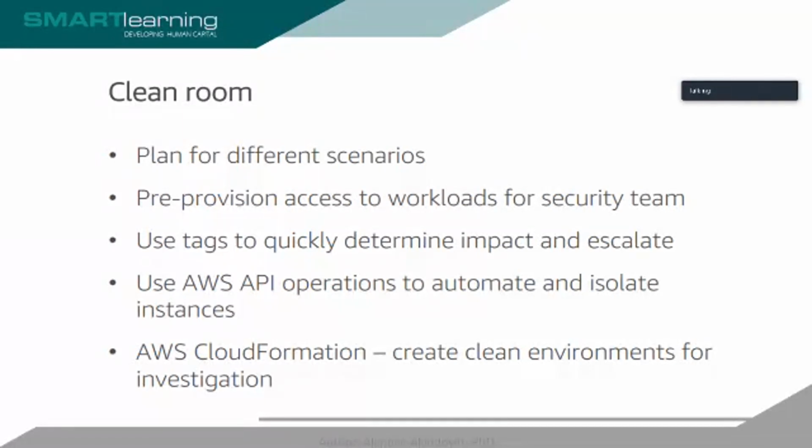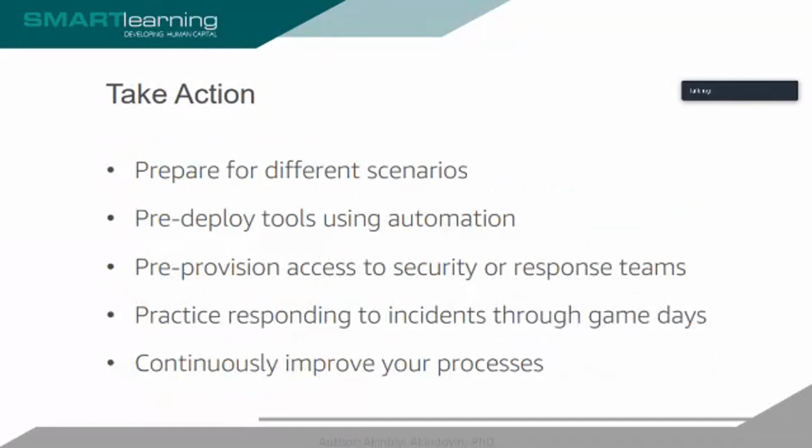So use AWS API operations to automate and isolate instances. Tags are very important. So within that, you can know that this is the part that has actually been exposed. And always use a clean environment for investigation. Make sure you have a clean room. So what kind of actions do you take? Prepare for different scenarios. You can permutate these scenarios and check how you're performing against them. Pre-deploy tools to ensure automation. Pre-provision access for the security or response team. Practice responding to incidents through game days. Like I've said, hackathons and game days are things organizations use to gather all this knowledge. And continuously improve your processes.